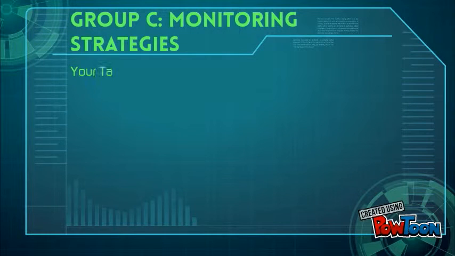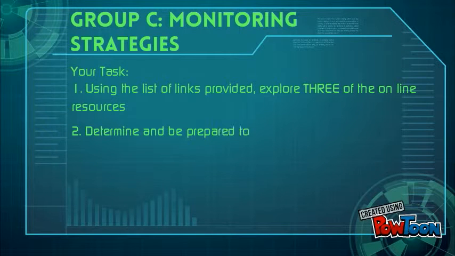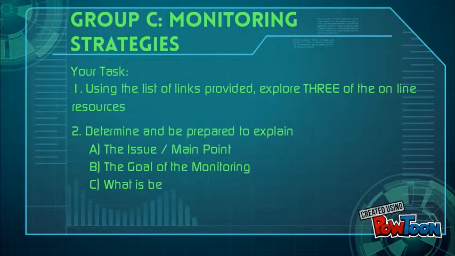Your task will be to use the list of links provided on the Group C webpage and explore 3 of the online resources. You will determine and explain the issue of the resource, the goal of the monitoring in the resource, and what's being done to monitor and improve the ecosystem in the given resource.